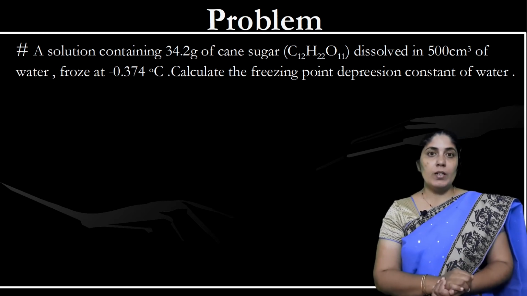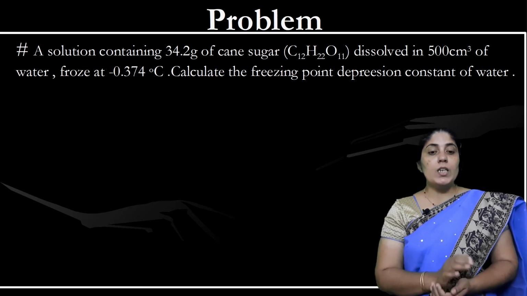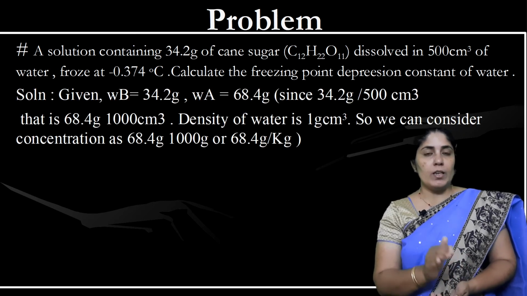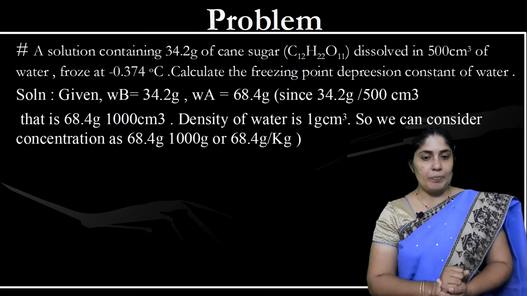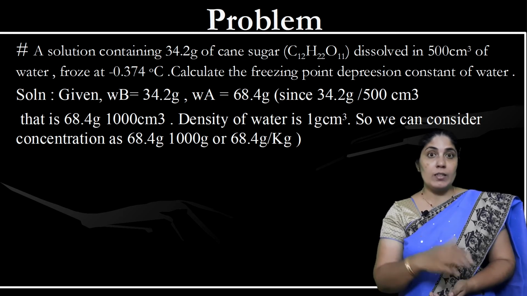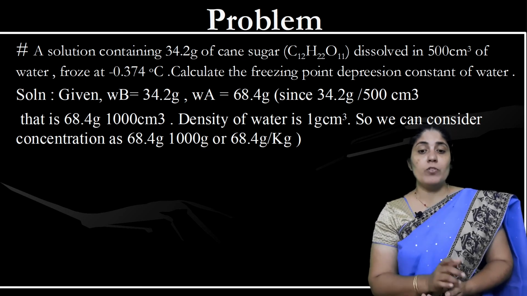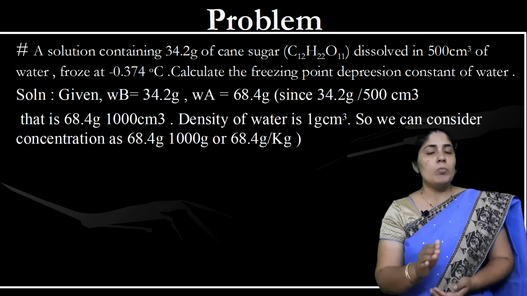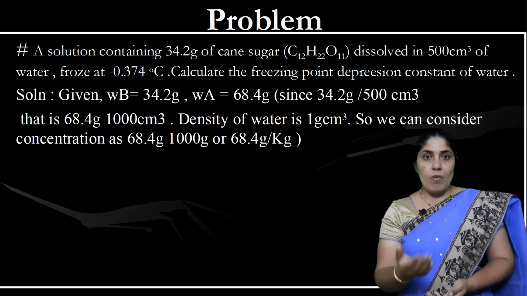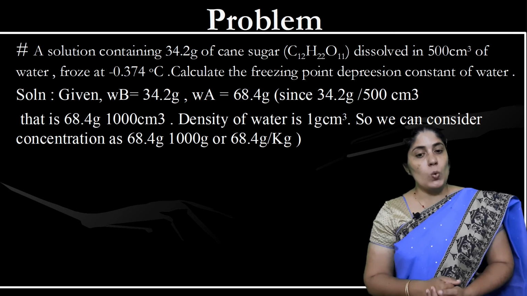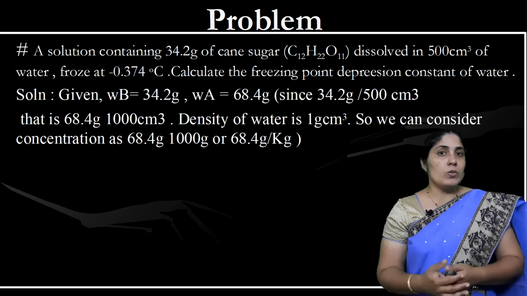Okay, let's jot down the given data. Here Wb, that is the amount of the solute, is taken as 34.2 gram. Wa, that is the mass of the solvent, is 68.4 gram. Now you may see that I have written it as 68.4 gram, whereas the data is given as only 34.2 grams. Now why could I write like that?